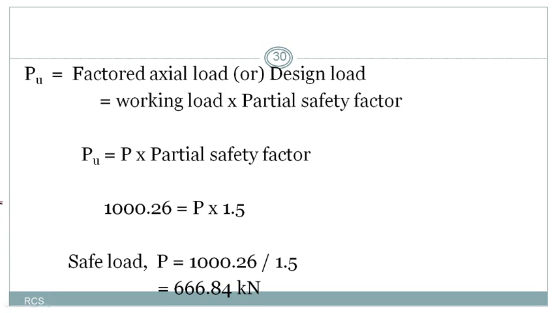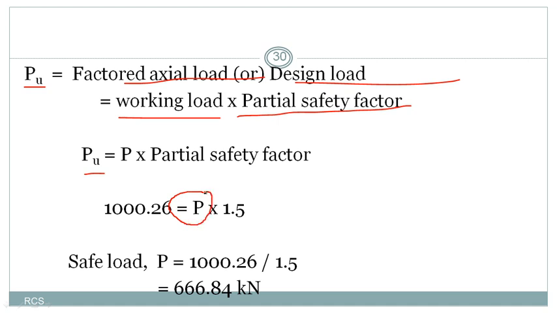So let us calculate what the safe load is. So Pu is what? Factored load or design load. The working load can be calculated by dividing by the factor of safety. So I can write Pu equal to P into partial factor of safety. So P is the working load or safe load that we can apply on the column. That is Pu, 1000.26, equal to P into 1.5. If we want to calculate P, that is 1000.26 divided by partial factor of safety 1.5, we get 666.84 kilonewton as the safe load. It is including the self-weight of the column.